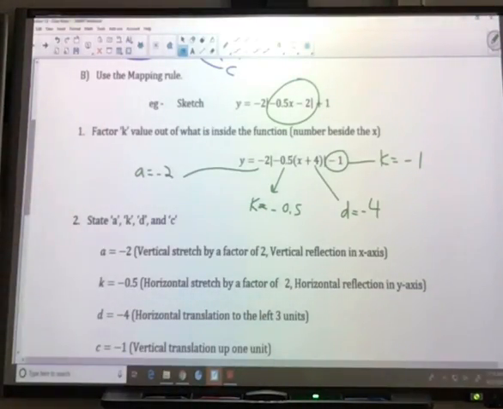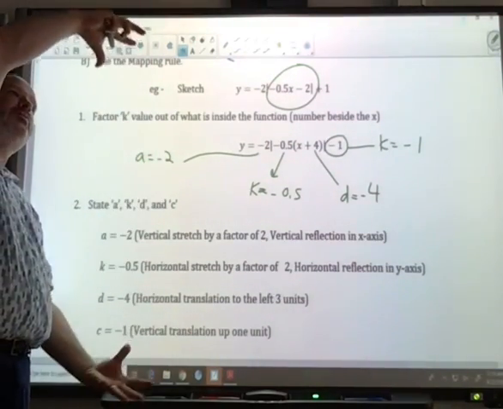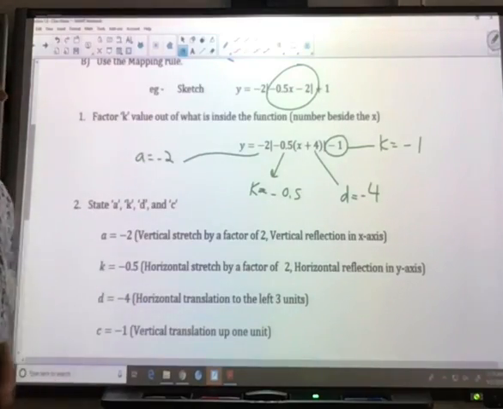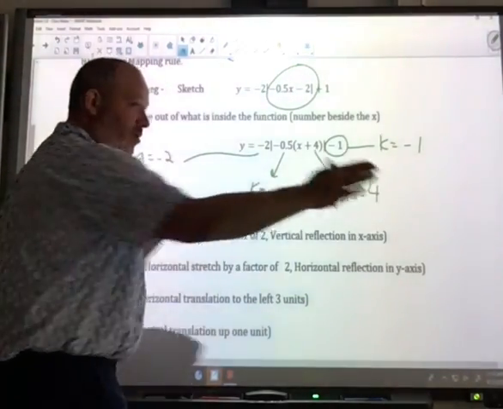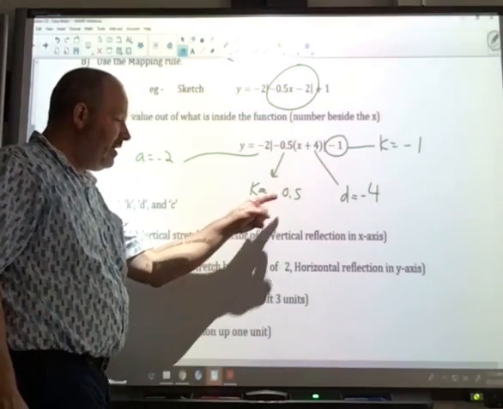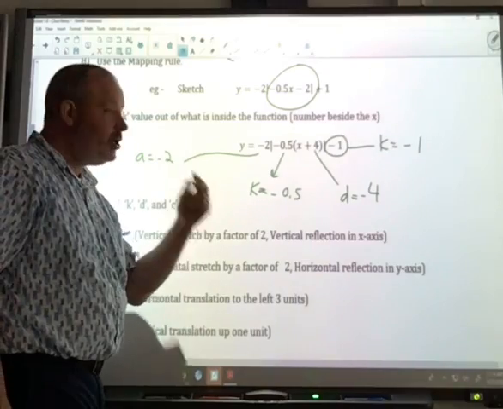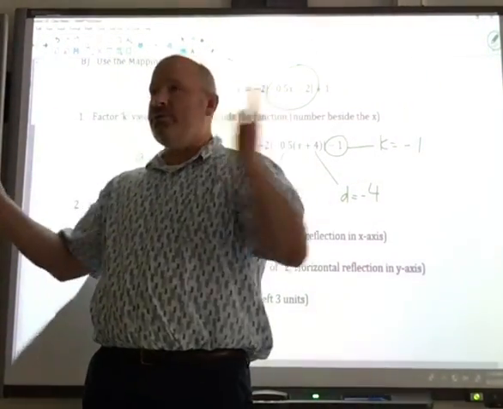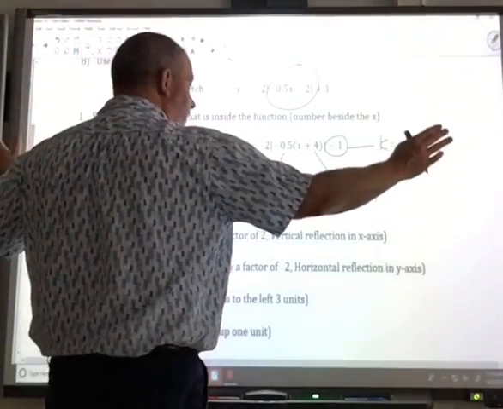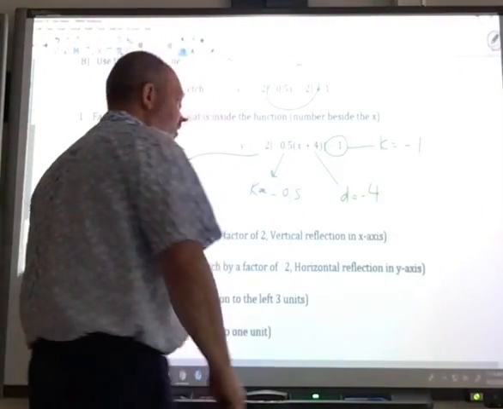All right, so then we got to determine what those are. So state a, k, d, and c. Remember what a negative 2 for an a value is. It's a vertical stretch and a reflection. What a k value that's negative is going to mean is it's going to be a horizontal reflection for the negative, and the 0.5 is 1 over 0.5. It's actually going to be 2 times larger. So it's going to be a reflection. So I guess like this, it's going to be reflected in the y-axis, and it's going to be stretched horizontally.